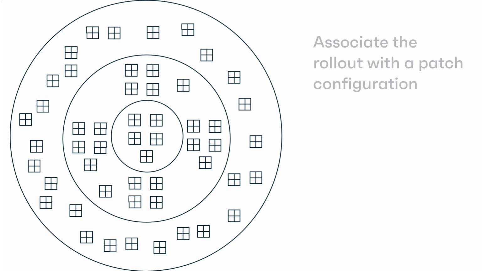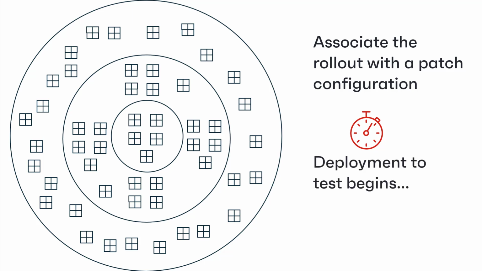For a rollout to run, it must be associated with a patch configuration. At the scheduled start of the rollout, all patches missing from the devices in the test ring that meet the criteria set in the patch configuration start to deploy. Then we wait.